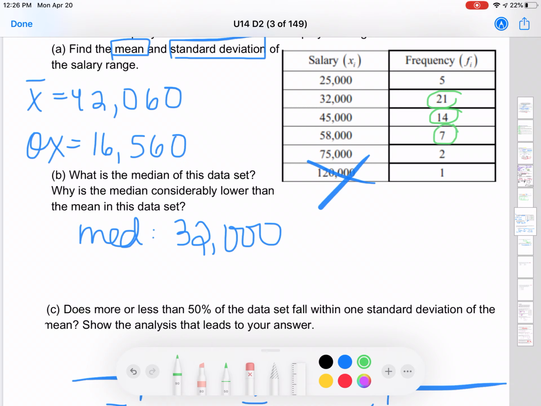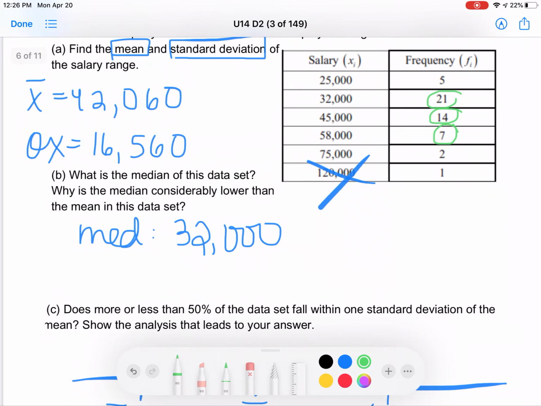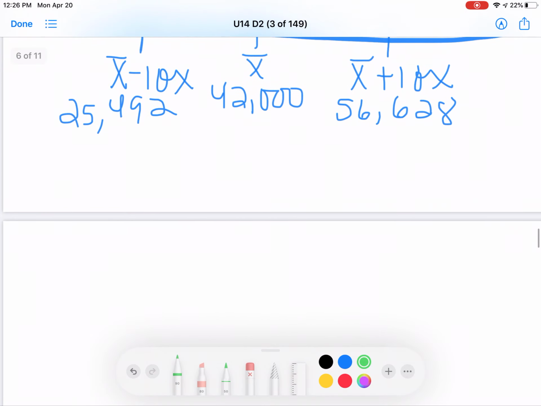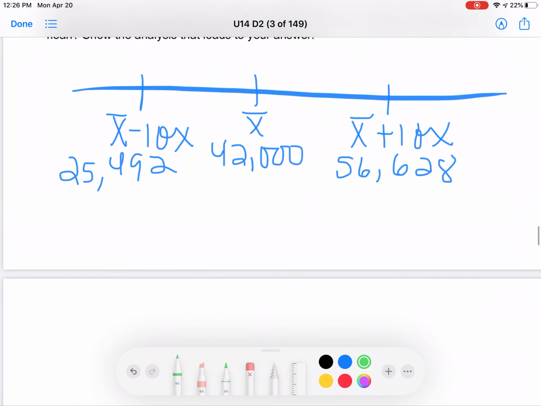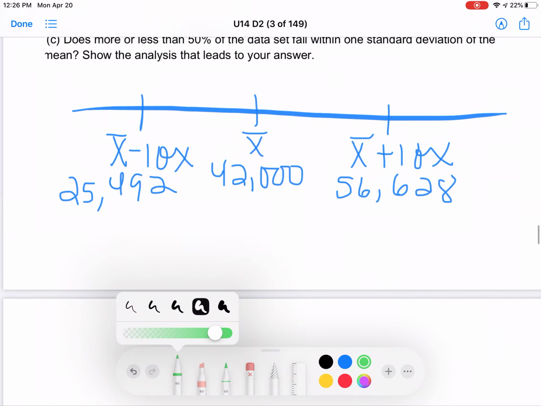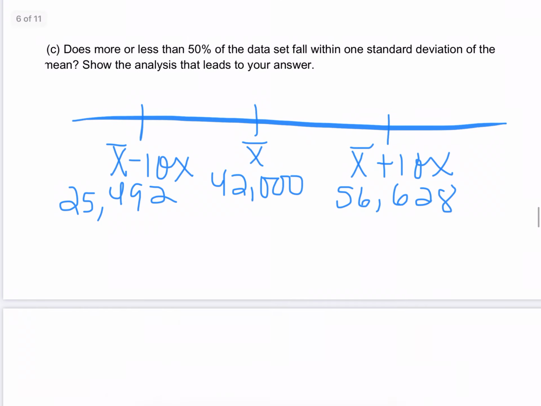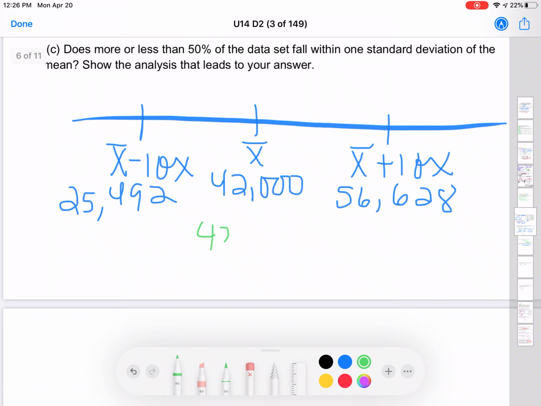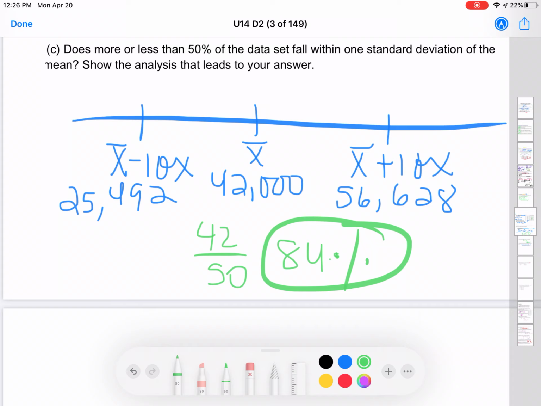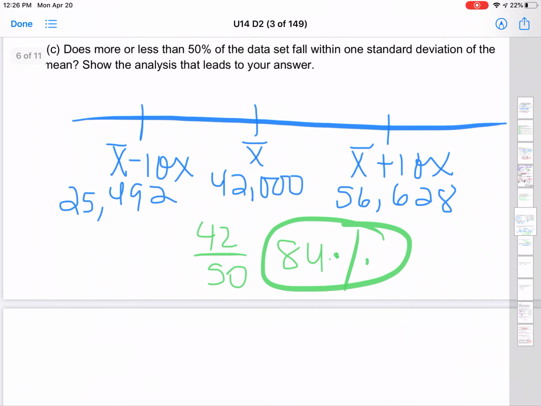Yeah, so if we add those up, we get 42. Okay, so 42 out of 50, we get 84%. All right, convert to decimal, and then convert to percentage. All right, just a couple more here.